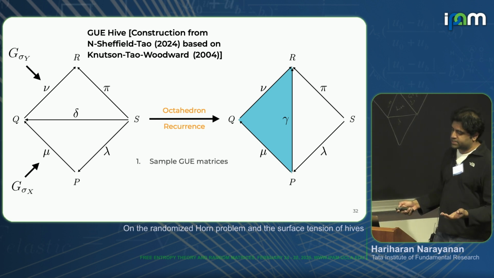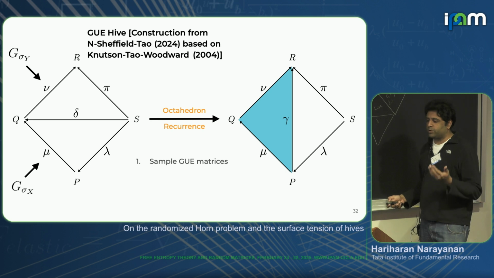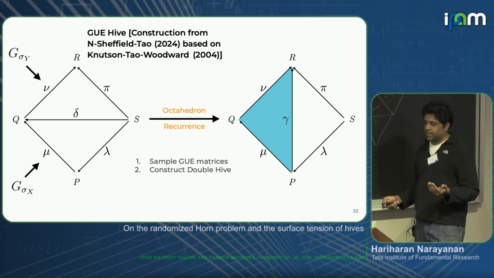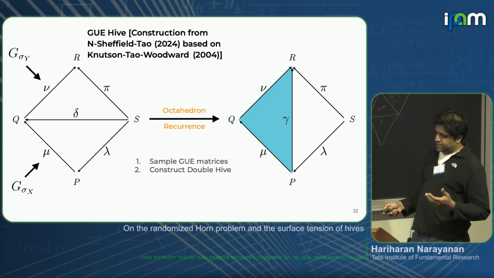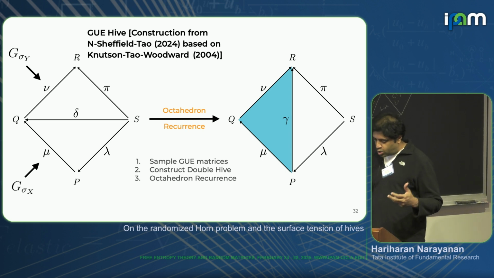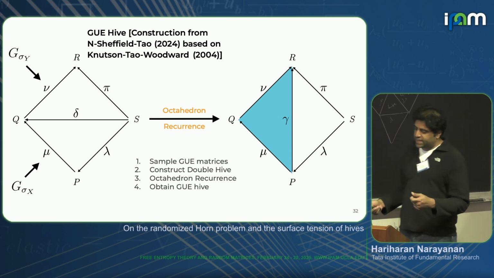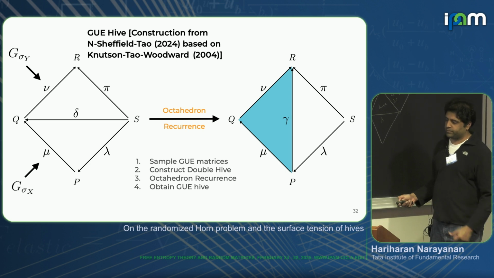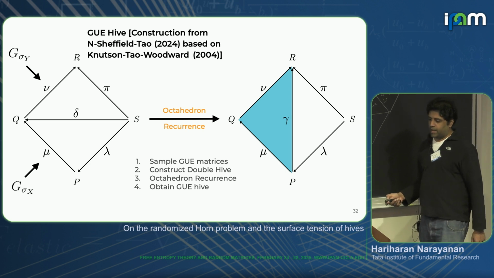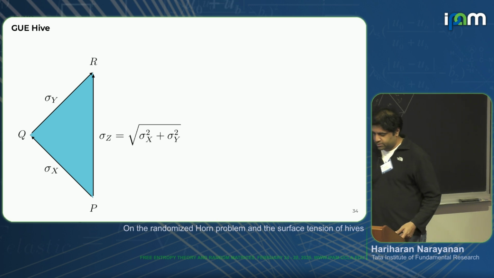So this is the process now. We are interested in GUE hives, so we're going to sample GUE matrices, take the minor process, construct a double hive, run the octahedron recurrence, and obtain this GUE hive from that. And we want to study the shape of this thing.